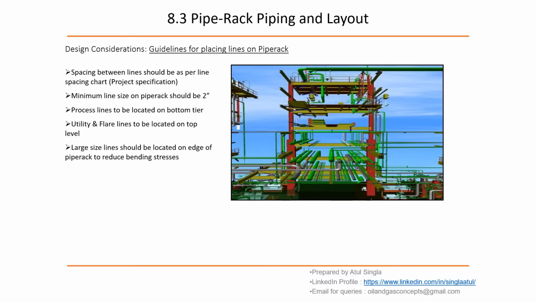Process lines to be located at the bottom tier, because in the worst scenario, if there is any leakage or something, it should not fall on utility lines. So we try to keep all the process lines at the bottom tier.